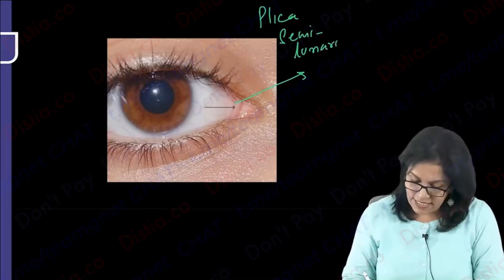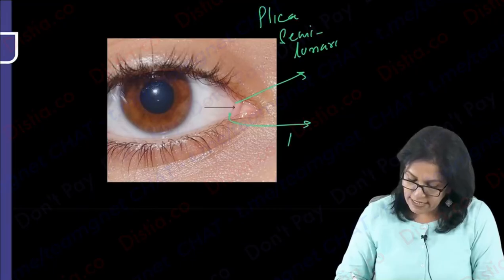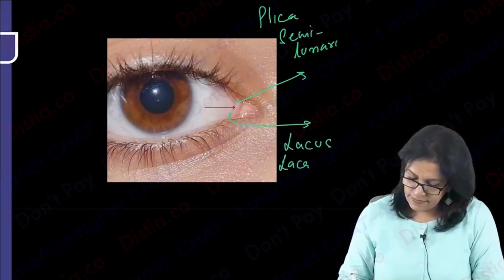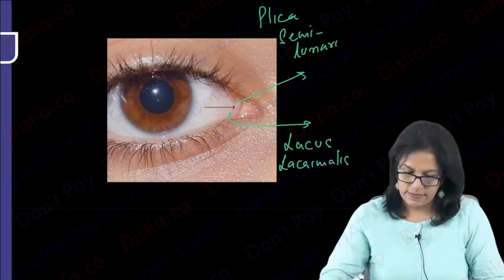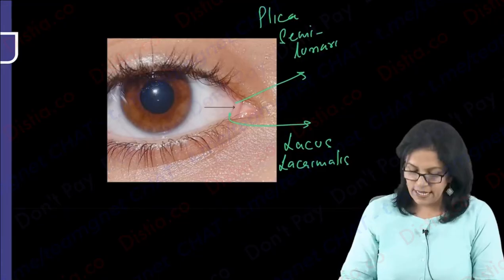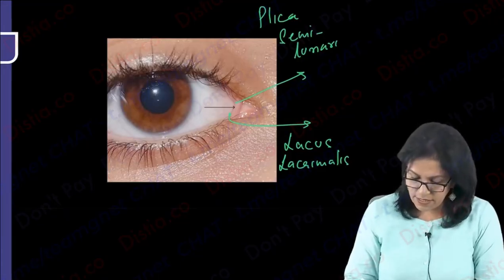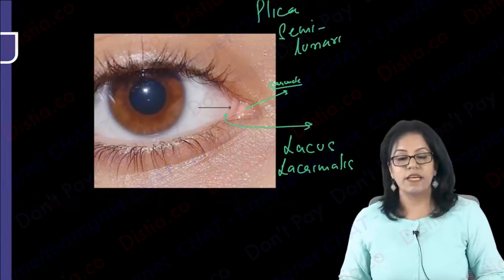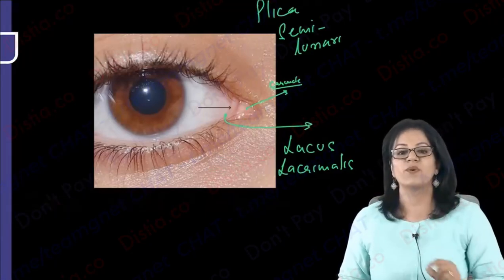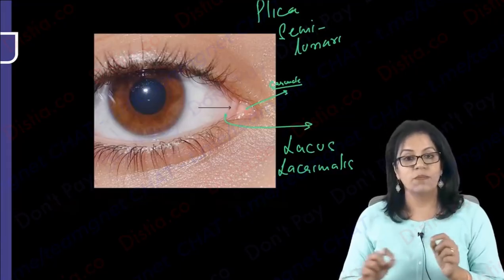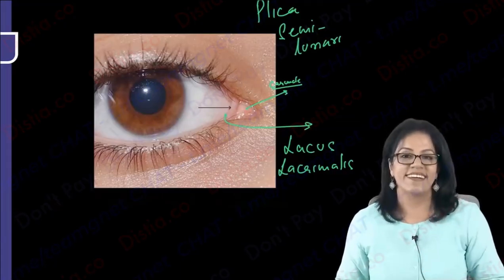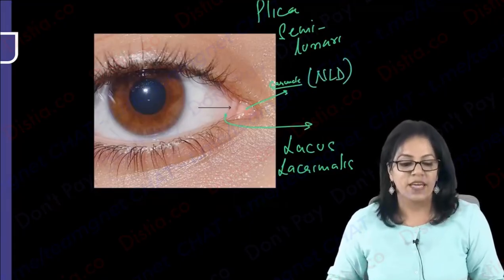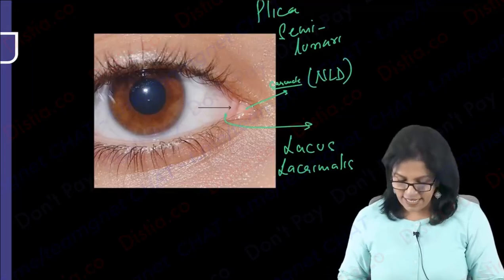And the collection of the tears out here is what is called lacus lacrimalis. Okay, so this is the lacus lacrimalis. And what is this tissue? Can you see this? This is called caruncle. So this is a place from where the NLD, nasolacrimal duct, goes. Keep in mind. It will have goblet cells also, and it has the nasolacrimal duct. Interesting? Yeah.